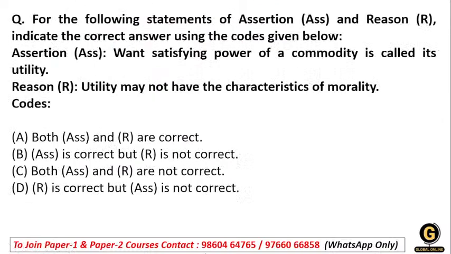Now next question. For the following statement, assertion and reason are given to you. The assertion is that want-satisfying power of a commodity is called utility. Is it true? Yes, this is true. We have already repeated many times from class 11 and 12 that the want-satisfying power of a commodity is called utility. Now the reason: utility may not have the characteristics of morality. What do you think, is this correct?